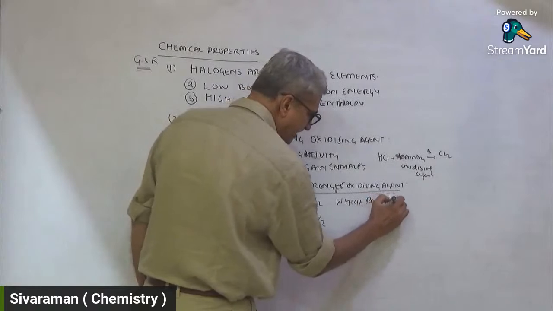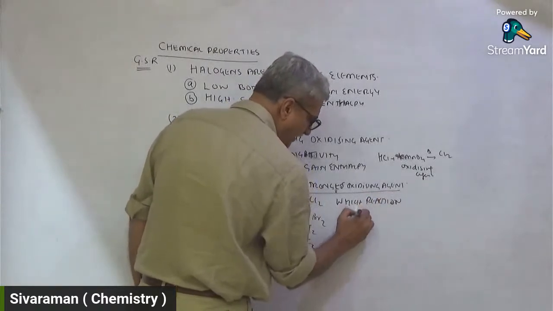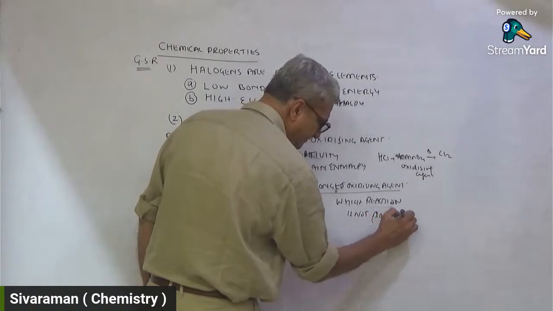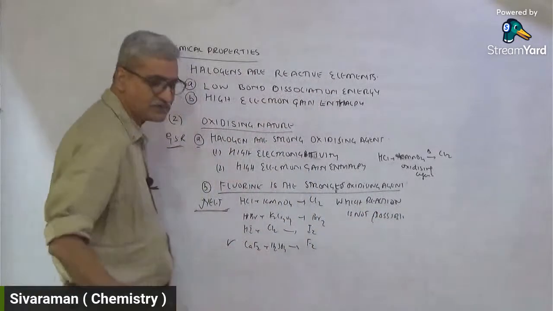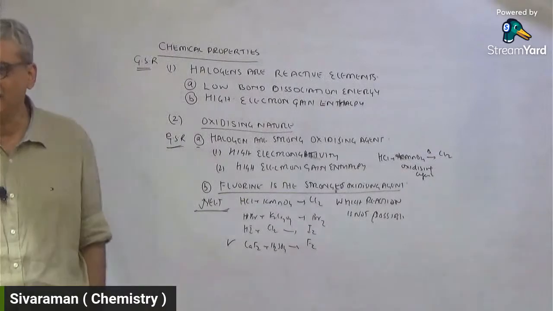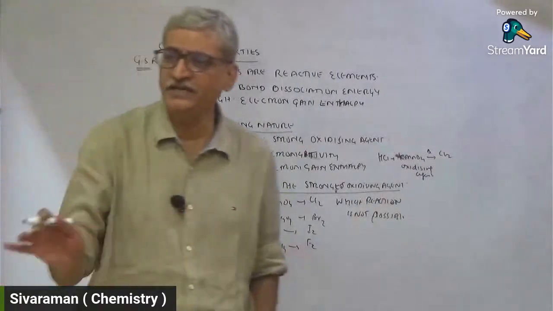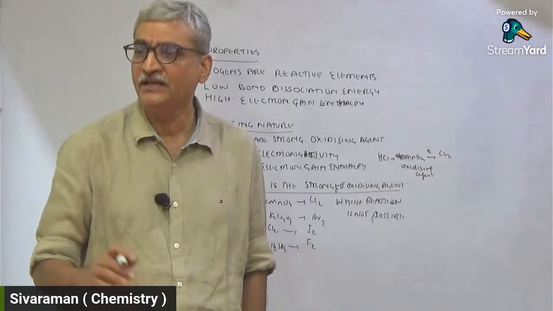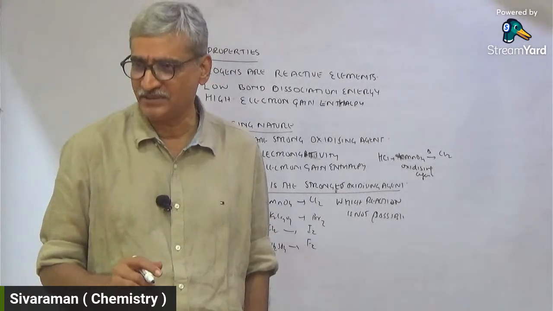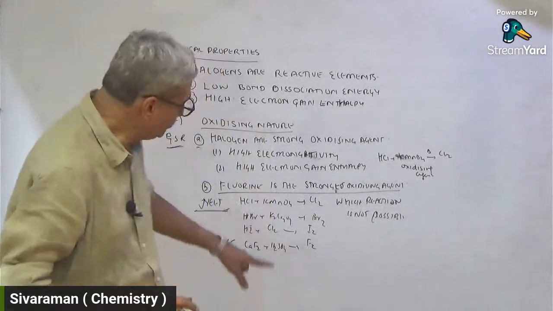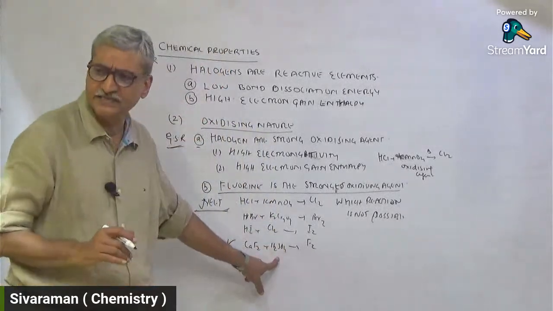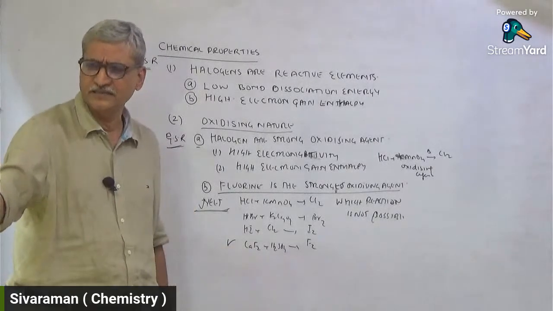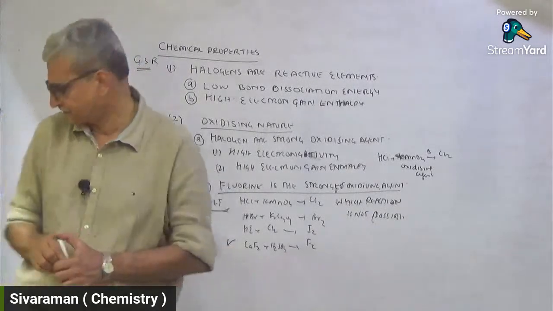Which reaction is not possible? This is not possible. You cannot oxidize fluorine from any of its compounds. Are you understanding? So there is no oxidizing agent. Whatever we have learned, what are the oxidizing agents we learned? Sulfuric acid. Just a minute.